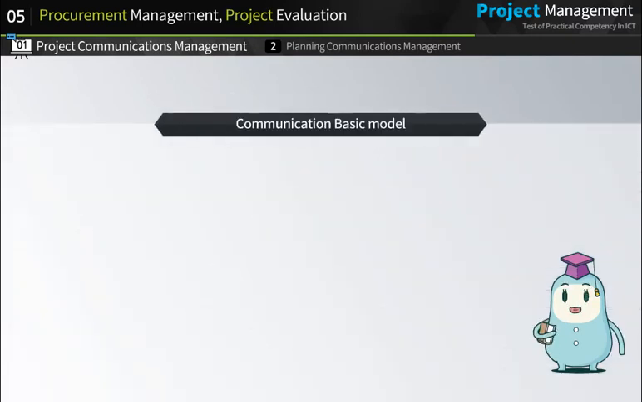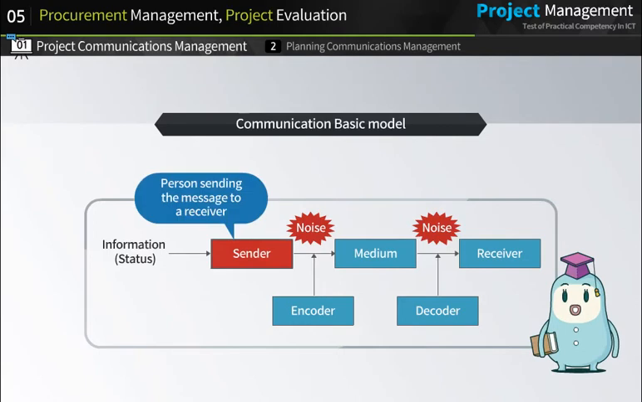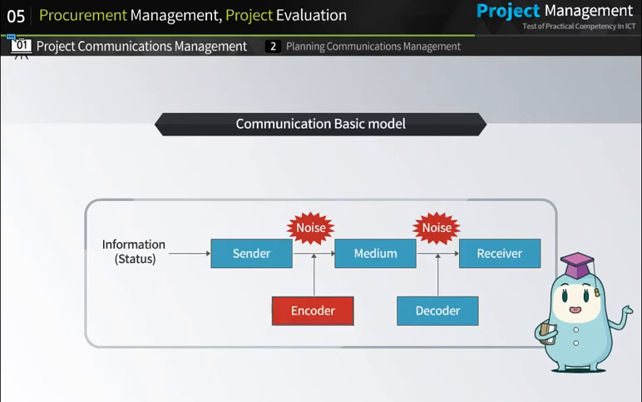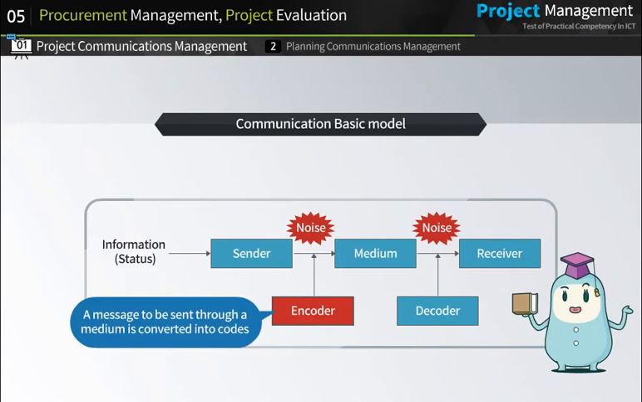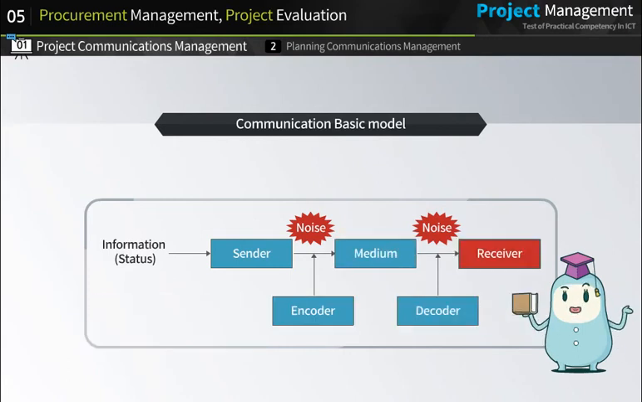The basic communication model consists of a set of elements, such as information, sender, medium, and receiver. A sender refers to the person sending the message to a receiver. The encoder is the process by which a message to be sent through a medium is converted into codes, and the codes go through a medium and a decoder to reach a receiver. If any noise comes in during the process, misleading information may be delivered to the receiver.